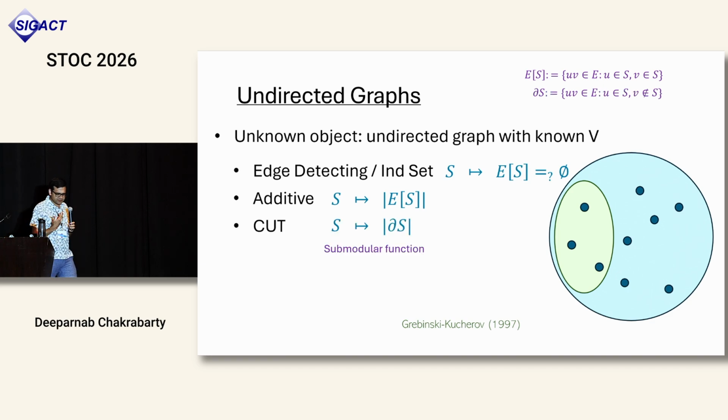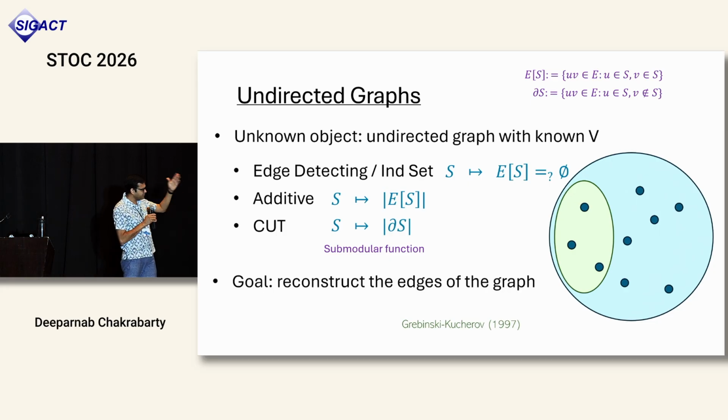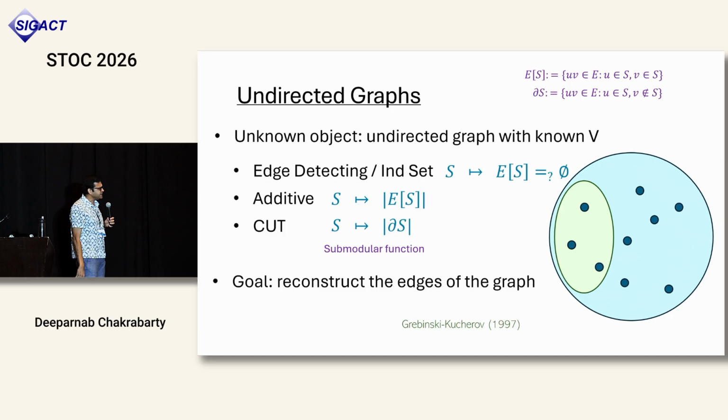And the thing that drew me into this area is the cut queries, where I can tell you how many edges leave this subset, so have one endpoint in the subset and one endpoint outside the subset. And this cut function, S to delta S, is a special case of something called a submodular function. If you don't know it, that's fine. But minimizing submodular functions is a big problem in discrete optimization. But anyway, the first reference that I am aware of is a paper by Rubinstein and Kucherov. These were computational biologists, and these problems arose from that area. They wanted to reconstruct the whole graph.